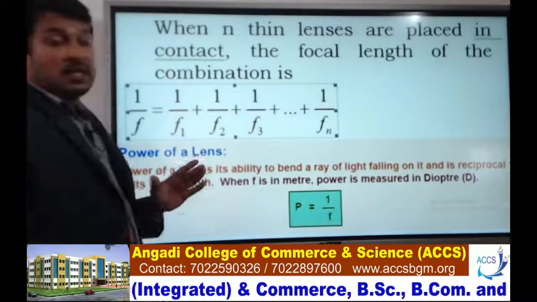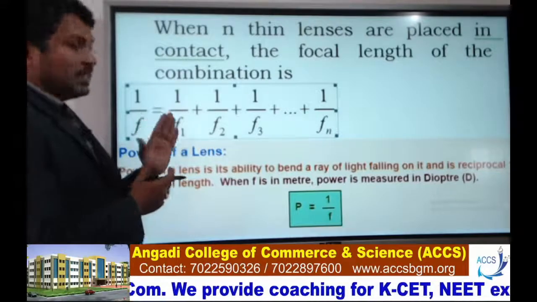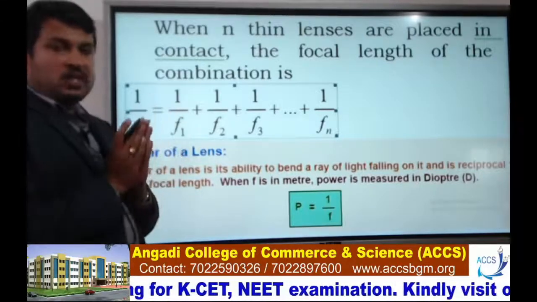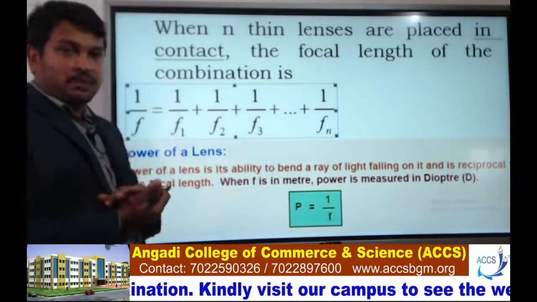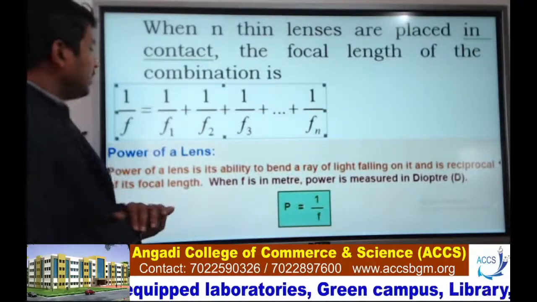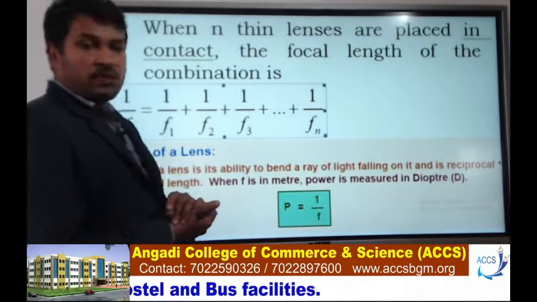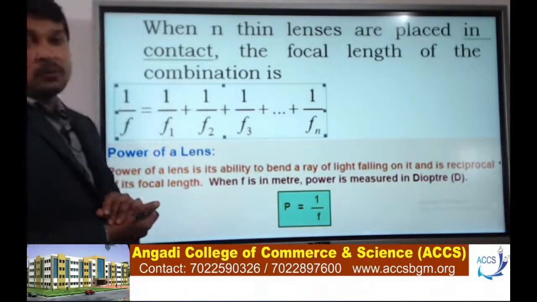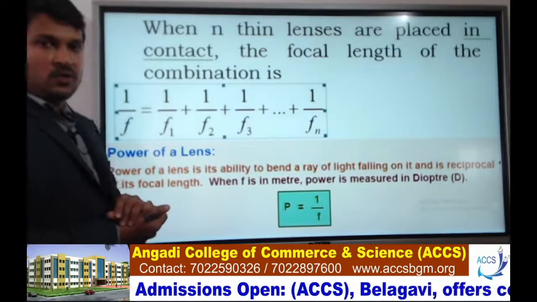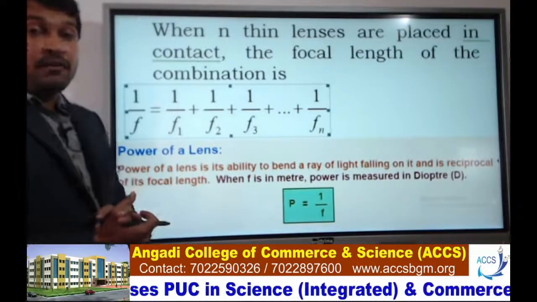Next one, the thin lens in contact. Whatever I told previously, that is the formula. N number of lenses we can place in contact. That is 1 by f equals 1 by f1 plus 1 by f2 plus 1 by f3, and so on up to 1 by fn. Yes or no?